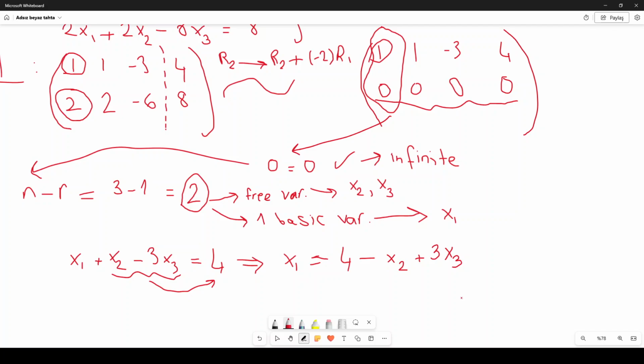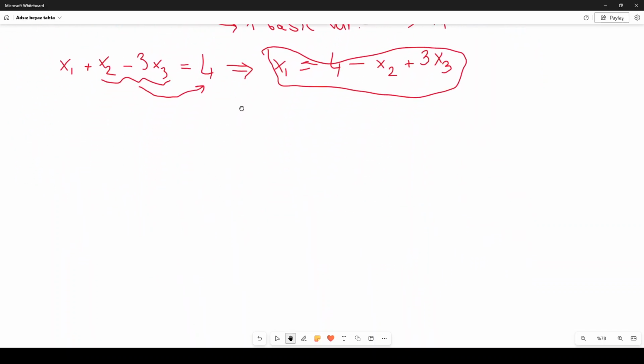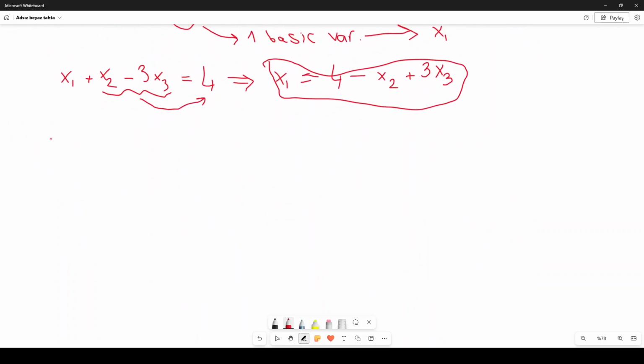So actually this is what I found, right? This is my basic variable. In other words, I expressed our basic variable in terms of free variables. So then, to find the solution again, what should I do? Here's my solution set, as you all remember, and this is x1, x2, and x3, right? So I just put the values that I've just found here.